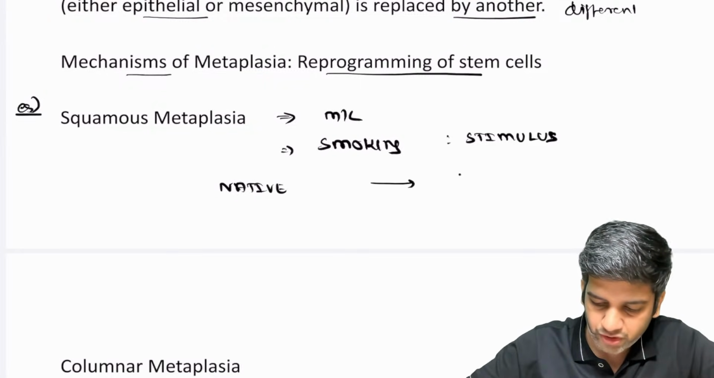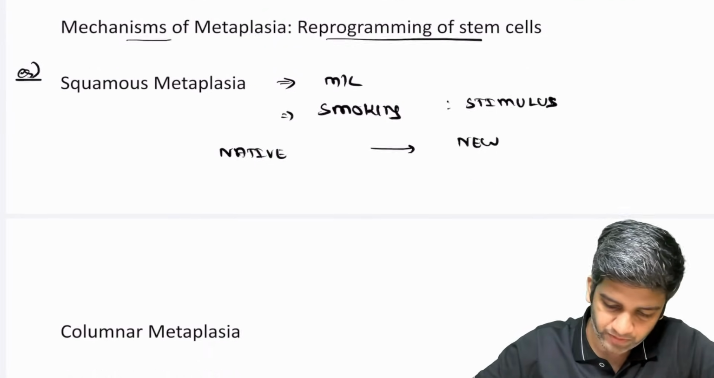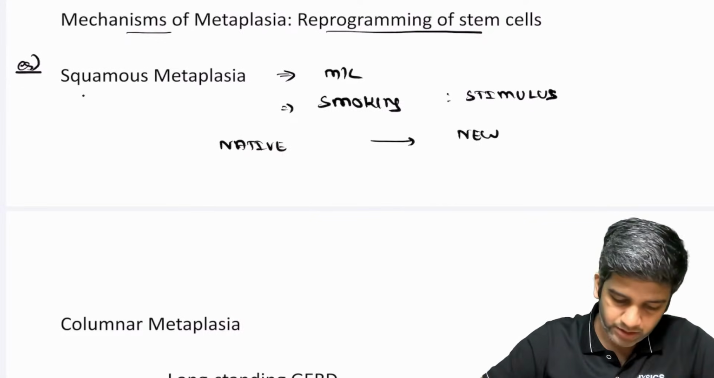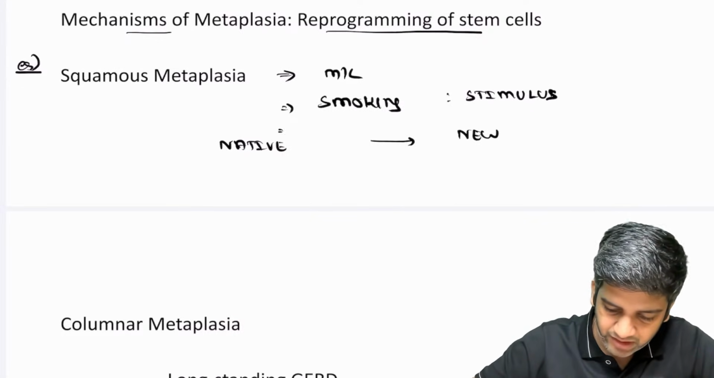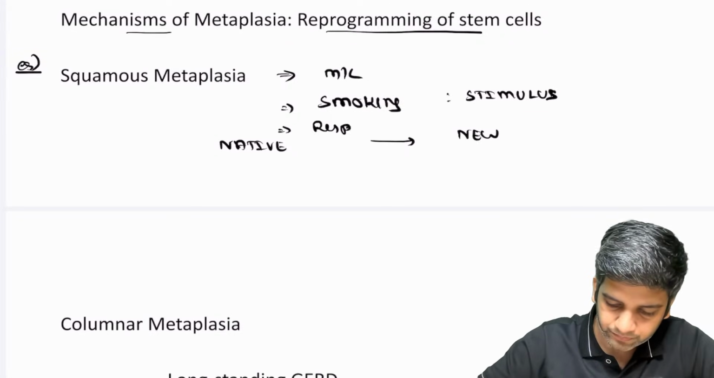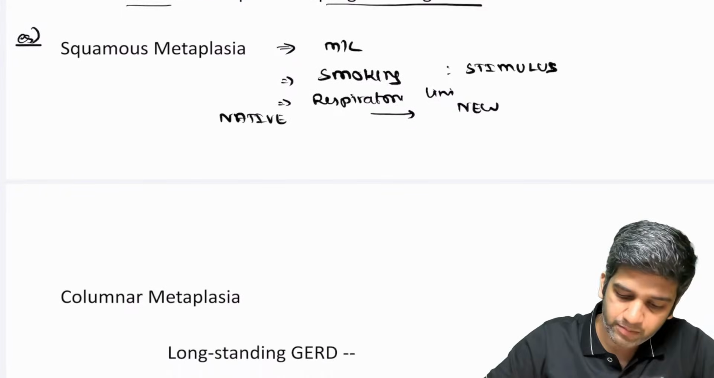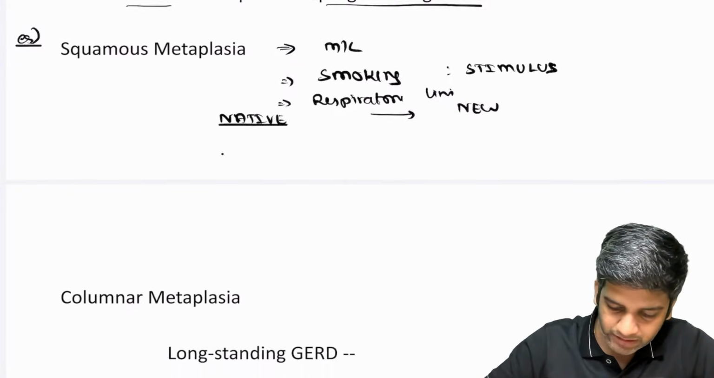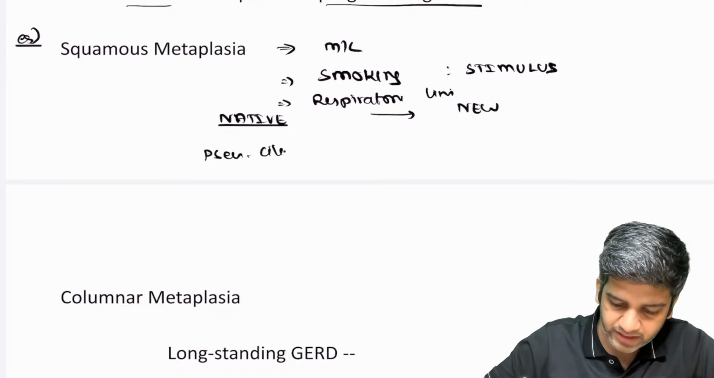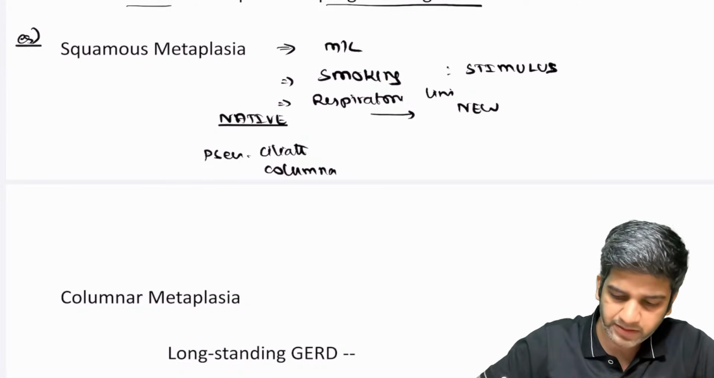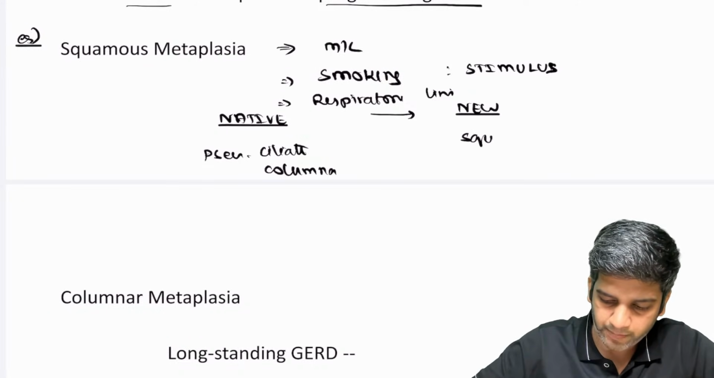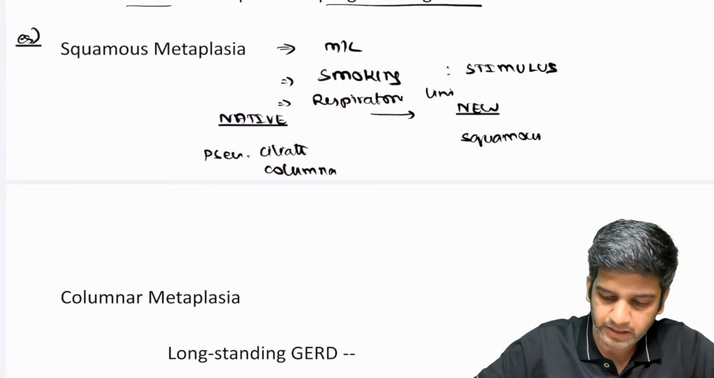And what's the changed or the new tissue? Fine. And also the site. Squamous metaplasia happens in the respiratory mucosa or respiratory lining, where because of smoking, the native tissue, what's the native tissue? Pseudostratified, ciliated columnar epithelium, right? Pseudostratified ciliated columnar epithelium becomes squamous epithelium. That's squamous metaplasia, right? Simple.